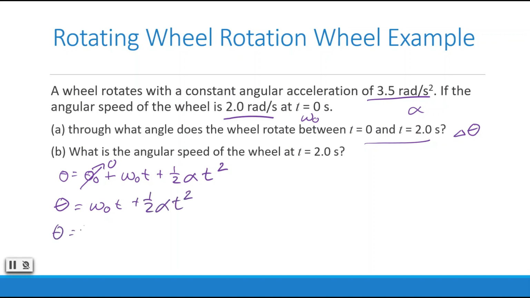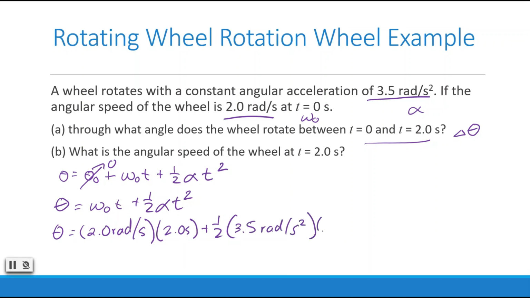So I can plug in my numbers. Omega 0 is going to be the 2.0 radians per second. Notice they didn't give me what direction it's rotating, so I'm just going to assume that whatever direction it is, it's the positive direction. I'm looking at 2 seconds, so my time is 2.0 seconds, plus 1/2 alpha, which is 3.5 radians per second squared. And then my time is 2.0 seconds, and I square that. So I can find that my theta is going to be 11 radians. And I use just 2 significant figures for this one. So it'll have gone through 11 radians.